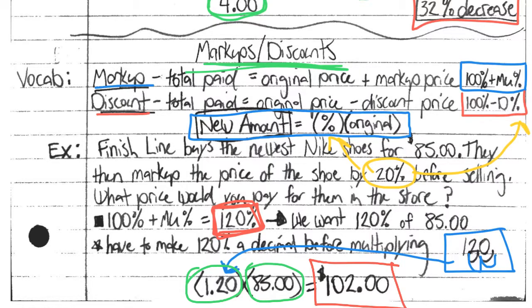Now, always with these questions, it's super important at the end to ask yourself, does this make sense? Because it's really easy to maybe forget to add my 100% up here, or maybe I forgot to make it into a decimal down here. And if you make a mistake in one of those areas, your answer is not going to come out to be one that makes very much sense. I know if it was originally 85 and we're marking it up about 20%, $102 makes sense to me. So I have to ask myself that at the end.